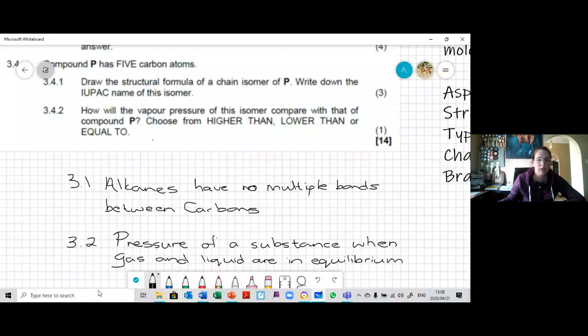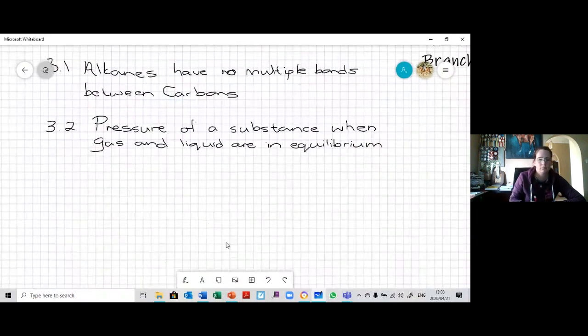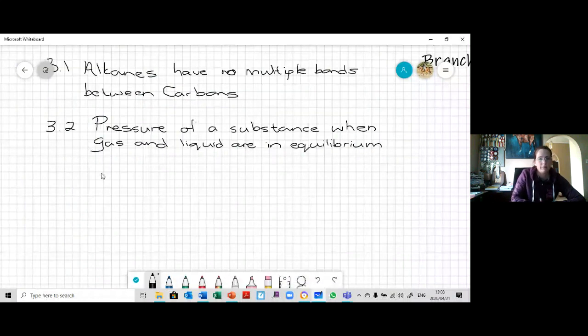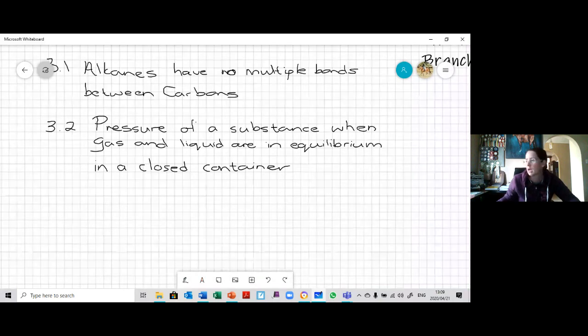In a second, we'll scroll up. In a closed container. There we go. All right, so that wasn't that bad. Again, guys, you need to know your definitions.